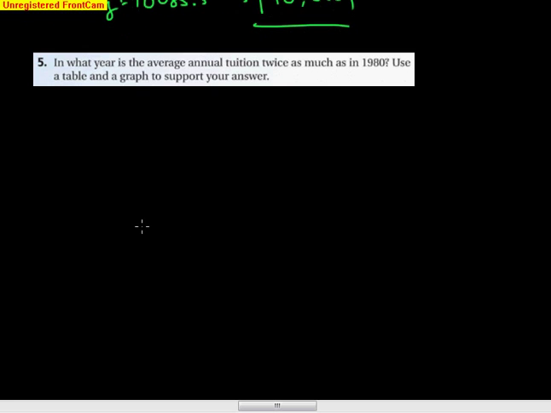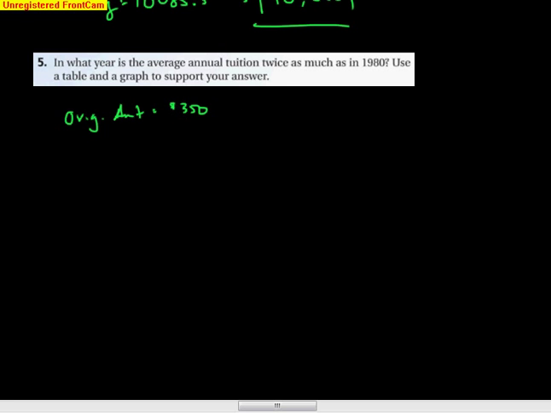Okay, last problem here. Here's what I was looking for. In what year is the average annual tuition twice as much as in 1980? Use a table and a graph for support. So now we're looking for a tuition amount. Okay? So the original amount was $350. They want to know when the average annual tuition is going to be twice as much as that.